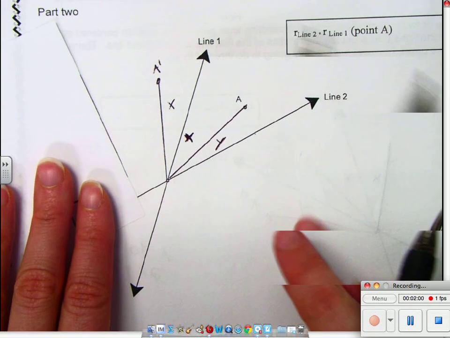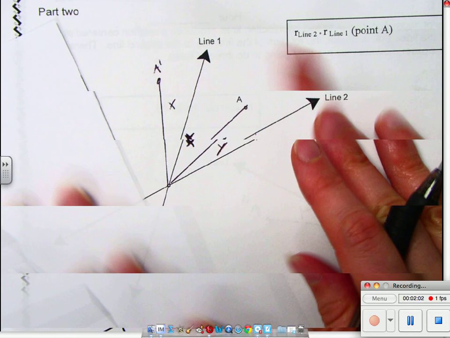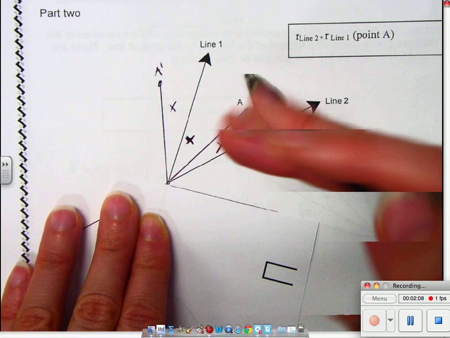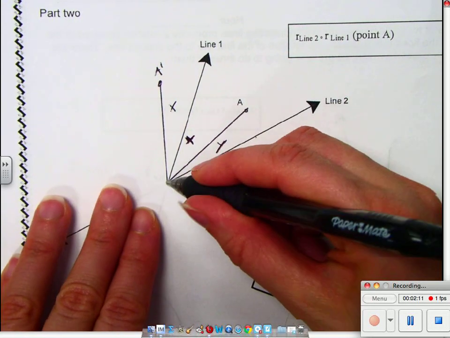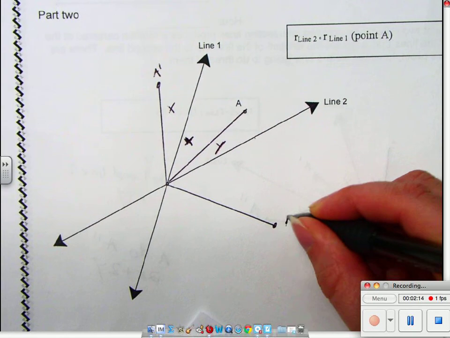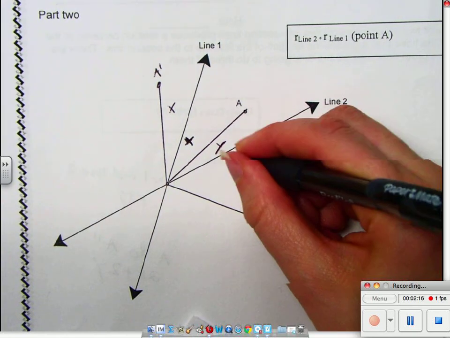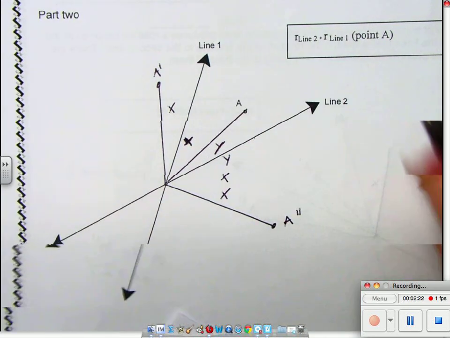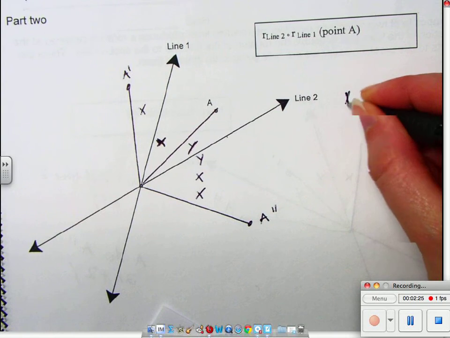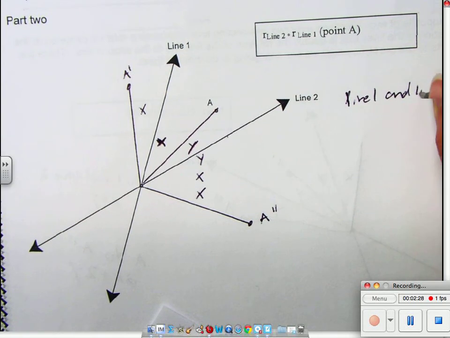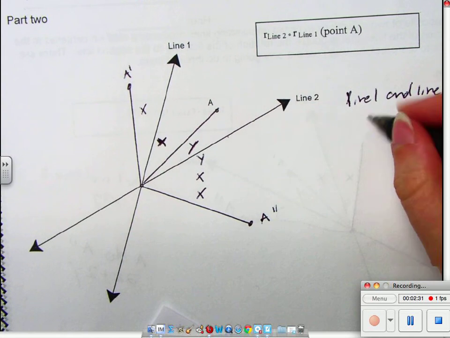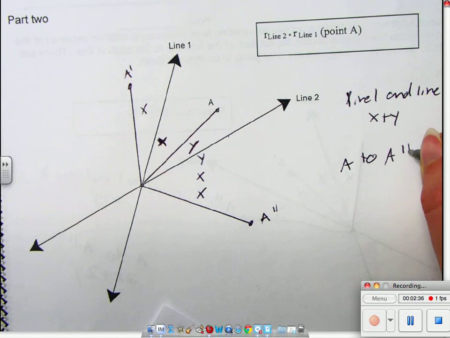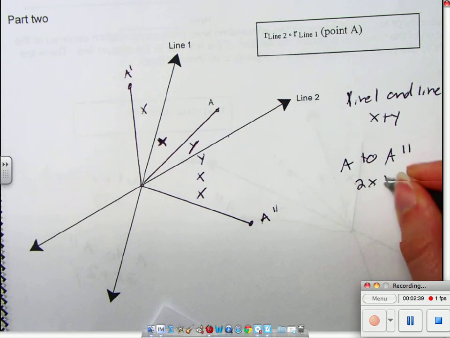But you got to look carefully. I'm taking A prime all the way over line 2. So I have to take this all the way over here. So here is A double prime, and so that's y x, right? Because I'm taking the whole thing. So between line 1 and line 2, the angle is x plus y. And between A to A double prime is 2x plus 2y.